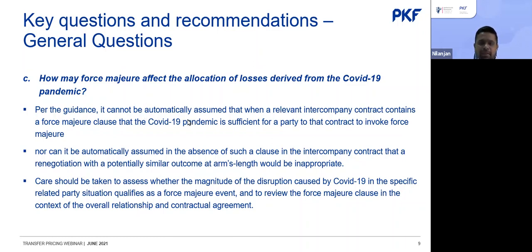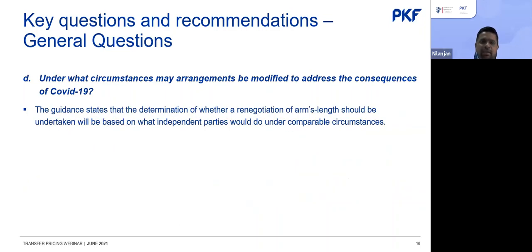So, these are a couple of things we need to look at. Also the magnitude of disruption from COVID-19 is key. Before we look at the force majeure clause, we need to assess the magnitude of the disruption that has been caused and accordingly decide whether we want to enforce that clause. Let's go into the next question.